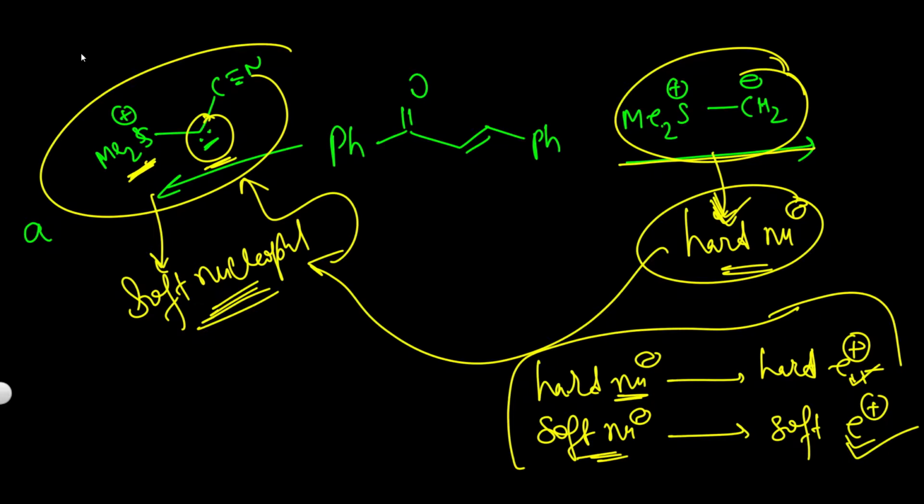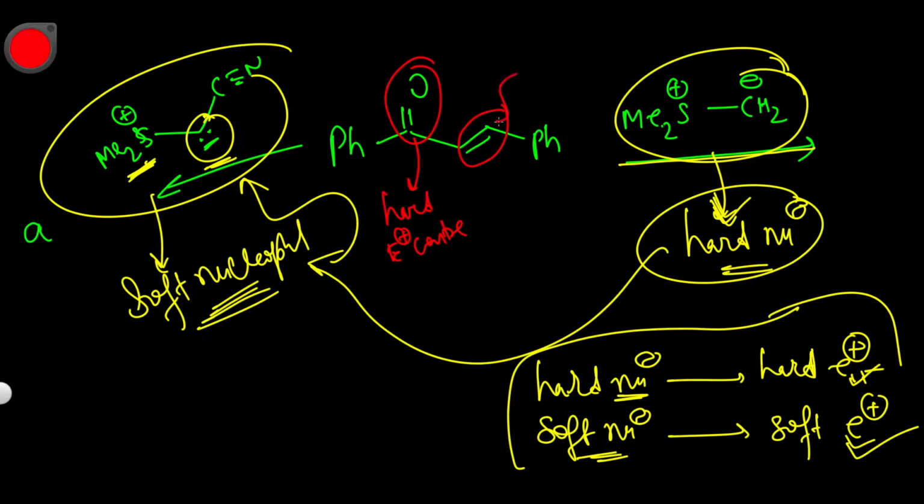And one more important thing, as you all know, between this carbonyl and this double bond, this center is a hard electrophilic center, but this double bond is a soft center, right? I hope you all know how to decide hard and soft. I am assuming that you all know these basics. So this carbonyl C double bond acts as a hard electrophilic center.